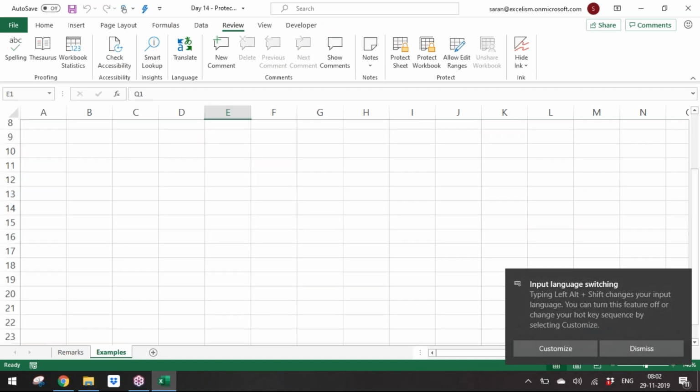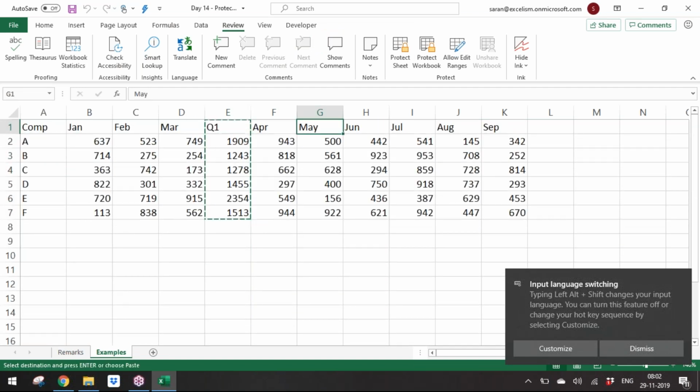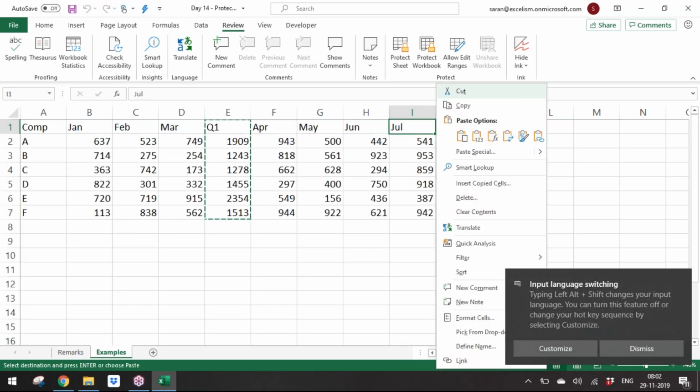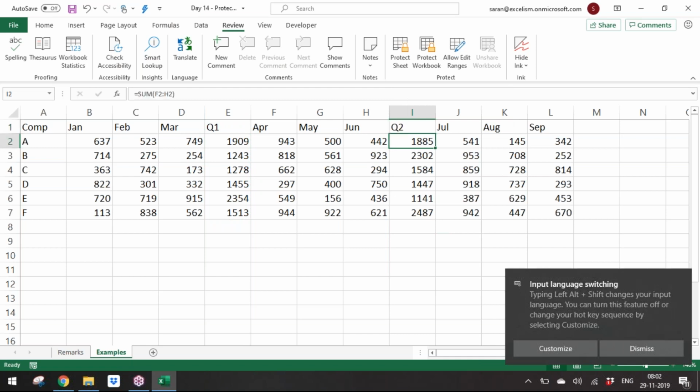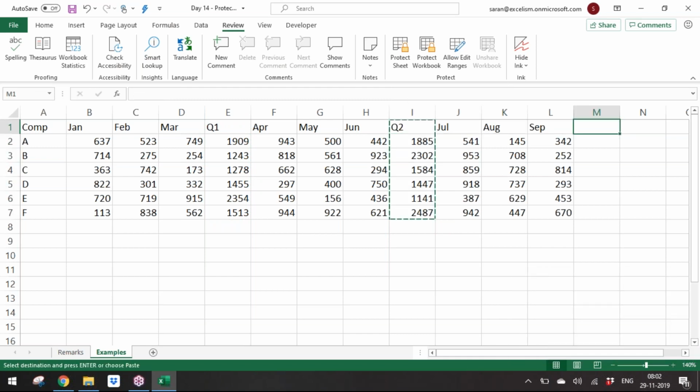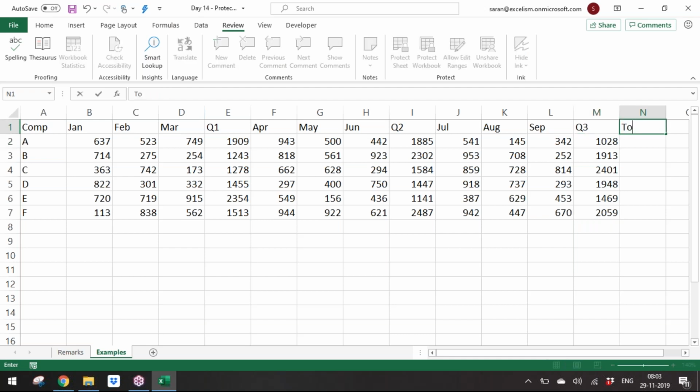I want to fit the same data, Control C here. So right click, paste selected area. This is Q2 and let me Control C, and this is Q3. I want to have the total, which is nothing but Alt equal to. Absolutely, it has taken in between wherever the values are there.